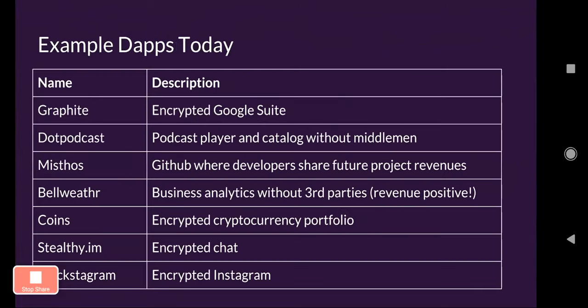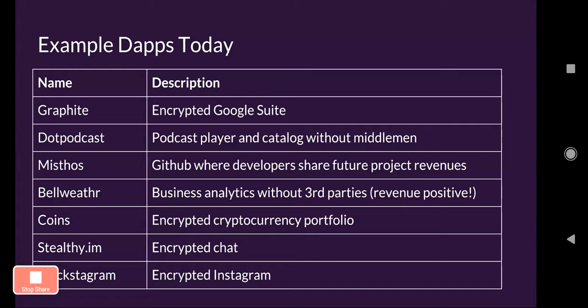So we have very real applications working today. Probably my favorite ones, just summarizing this list here, there's Graphite, which implements an encrypted Google suite. It has a document editor, a spreadsheet app, a vault for sharing files. We have .podcast, which is a podcast player and catalog that lets you tip podcast developers, so without any middlemen. We have Mythos, which is like GitHub, but it lets you share cryptocurrency profits with your contributors.